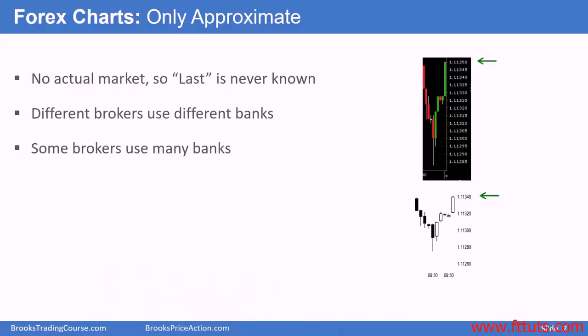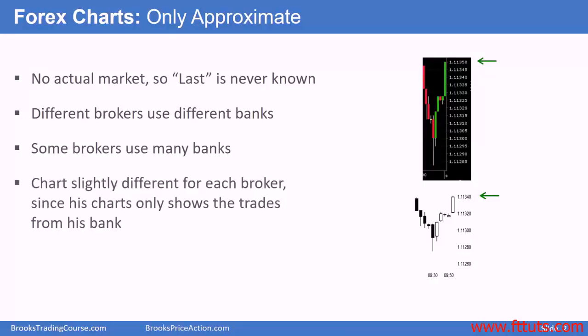When I say that Forex charts are only approximate, one of the things that I mean is that if you have a chart on your computer and you're using one broker and somebody else has a chart on his computer using another broker, the prices are not necessarily the same. Different brokers use different banks. Some brokers use many banks. Even though arbitrage traders keep the prices relatively tight so that the difference never gets very far from one bank to another, the charts are slightly different for each broker and each bank because the charts only show the trades from your particular broker.